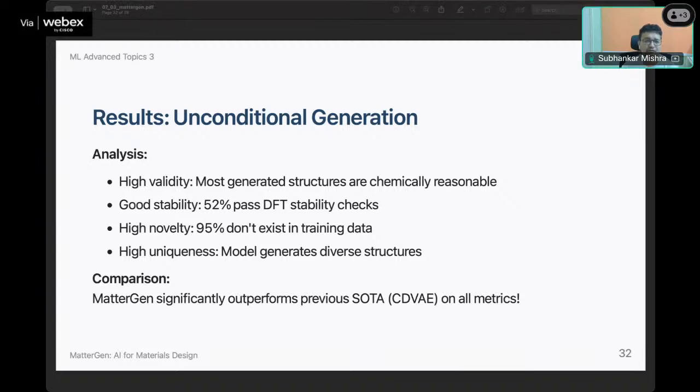And if this is still for unconditional, that means there is no property that is given. Yes, and analysis basically most generated structures will be chemically reasonable, with good stability because at least half of them go through DFT stability, and definitely highly novel because 94% don't even exist in the training set of 600 materials, and uniqueness, because whatever you generate, you could generate 100 copies of one material, right? So here it basically calculates that all the materials that are generated are unique, they don't have similar structure.